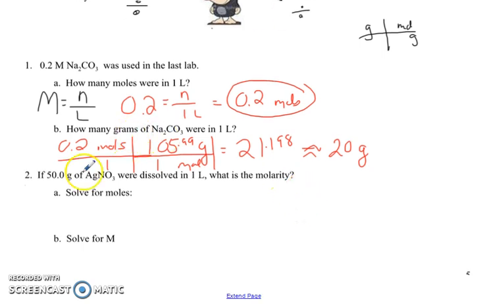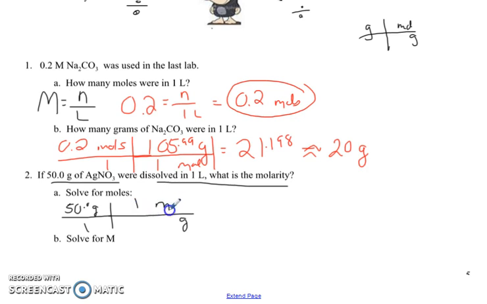Okay, let's look at problem number 2. If 50 grams of silver nitrate were dissolved in 1 liter, what's the molarity? So first I've got to solve for moles. If I've got 50.0 grams of silver nitrate, and I want to get from grams to 1 mole, I must go to the periodic table. Molar mass of silver nitrate is 169.88 grams per mole. So I'm going to take 50 divided by 169.88, and that gives me 0.294325 moles. Now I'm not worrying about sig figs yet. I want to keep as much info as I can to help solve this problem.